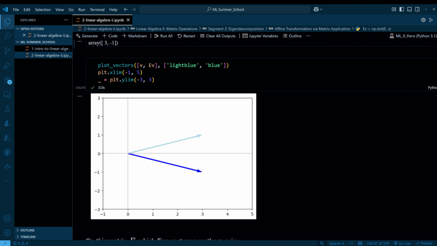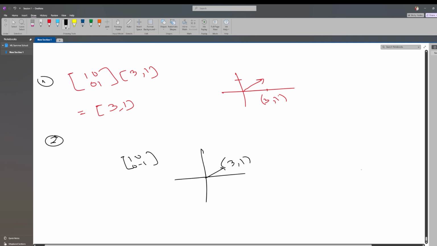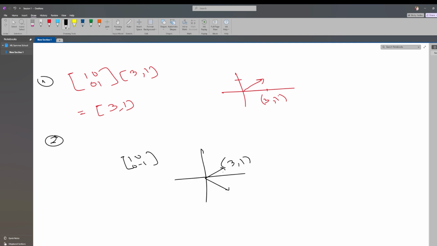This is the EV. Okay, so let me just make it clear. This is V and this is EV, and this is our E. We had V equal 3 comma 1. So after multiplication of the matrix with the vector, you got something which has changed its location, right?